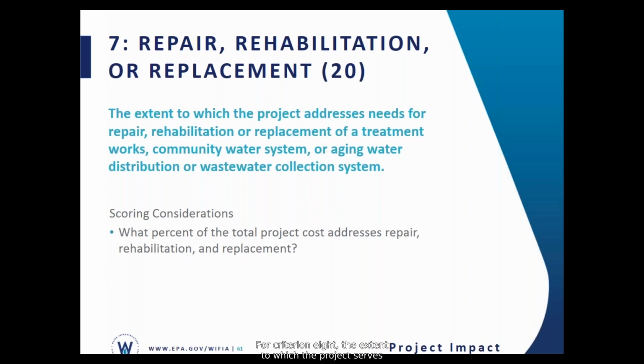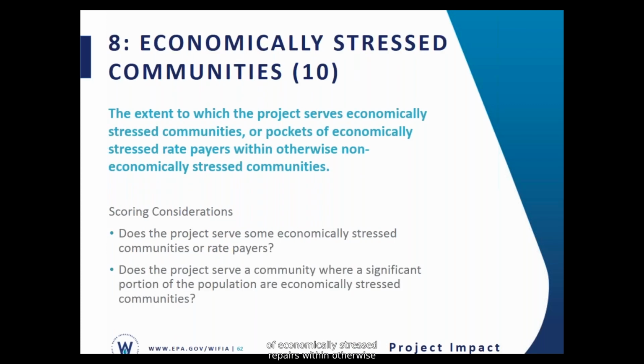For criterion 8, the extent to which the project serves economically stressed communities or pockets of economically stressed ratepayers within otherwise non-economically stressed communities, we look at what portion of the community is considered economically stressed. We encourage you to make your case to us about your community's economic status, and it can be made in a number of ways. You can use data from the census like median household income or poverty rates. You can also use other metrics that are used in your state. But in any case, please cite the data you're using. And if it is a metric like a state designation for your community, please explain what that means and how a community receives that designation.